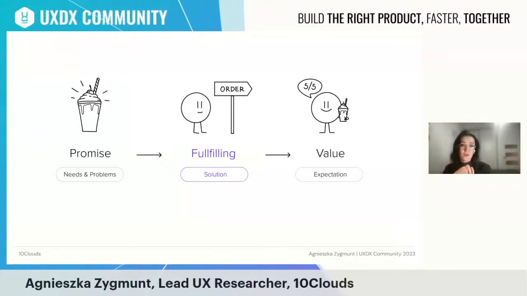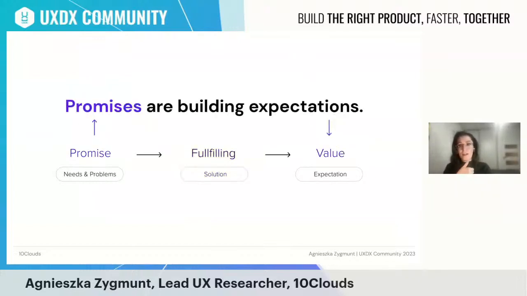And also, if we are only focusing on the solution, we are forgetting about a really important connection here, that not the solution is building the value, the promise is building the value. The promise is building the expectation. What we have at the beginning, mainly in the communication, is building what somebody is expecting at the end. Of course, the solution is delivering the value, because if we don't have the solution, we are not able to fulfill the promise and deliver the value. But to build the expectation for the value, we need to have this promise at the beginning.